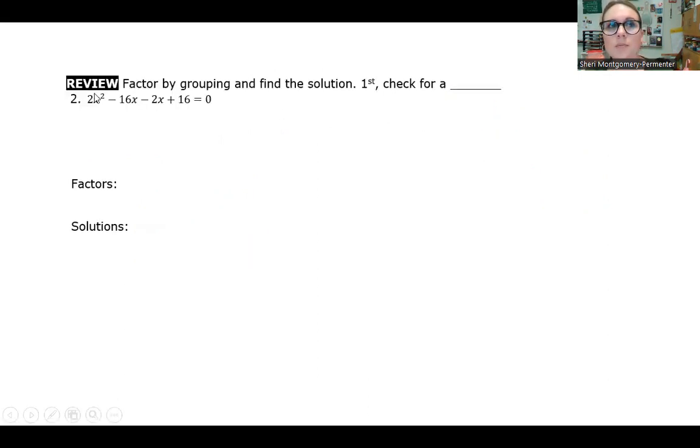The next problem. What do we do when there's 4 terms? Grouping. We're going to factor by grouping. But first, we're going to check for a what? GCF. So looking at this problem, is there a GCF? Yes. What is it? 2. Let's factor out a 2. You can still do the problem, but it's going to be way easier if we factor out that GCF.